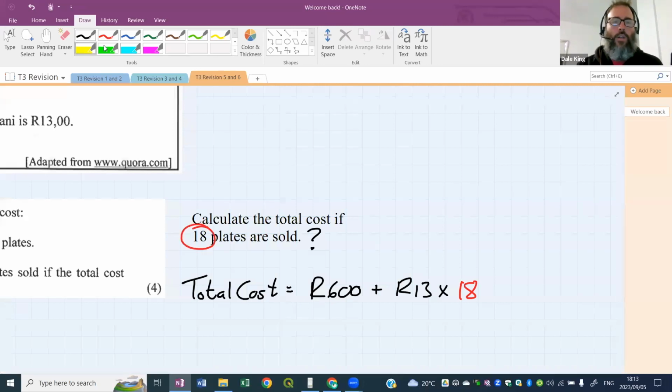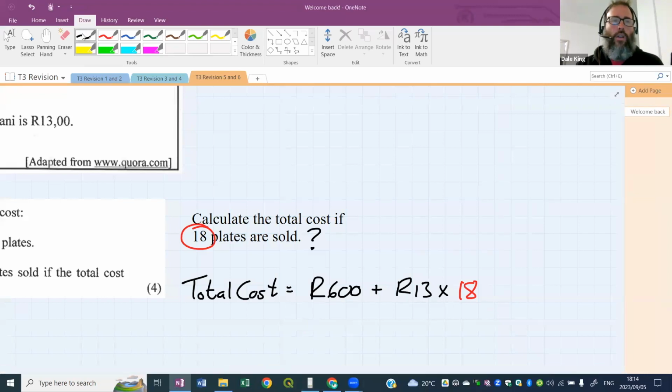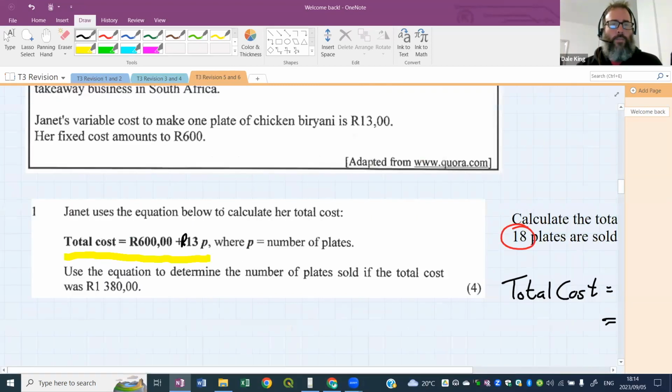All right, now let's work it out. Get the calculator out. I like to use brackets. Don't think that you have to use brackets. I like to use brackets because in my head it isolates different parts of the equation. That's all. But the calculator will do the 13 times 18 first anyway. I'm just forcing the calculator. Not that I don't trust it. All right, there we go. 834 Rand. Very good. So that's a basic substitution into an equation that they give us in the exam. So for 18 plates of biryani, it will cost 834 Rand. So that's easy to use.